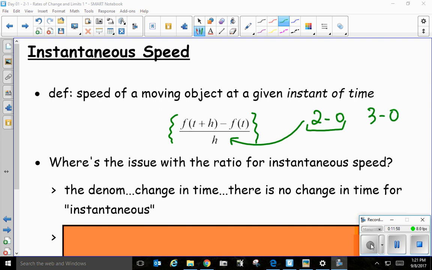But for an instant, like right at 2 seconds, 2 is the starting time. 2 is also the ending time, isn't it? Yeah. That's an instant. What is 2 minus 2? Can I have a 0 on the bottom? There's the problem. So, there is no change in time for instantaneous. If it is an instantaneous moment, it doesn't start or begin, it is there. It existed back at that one moment.